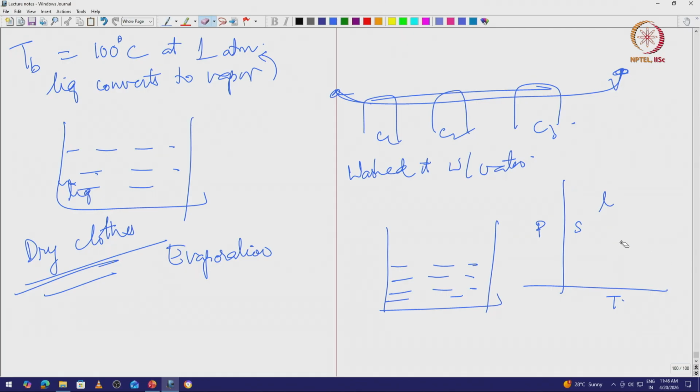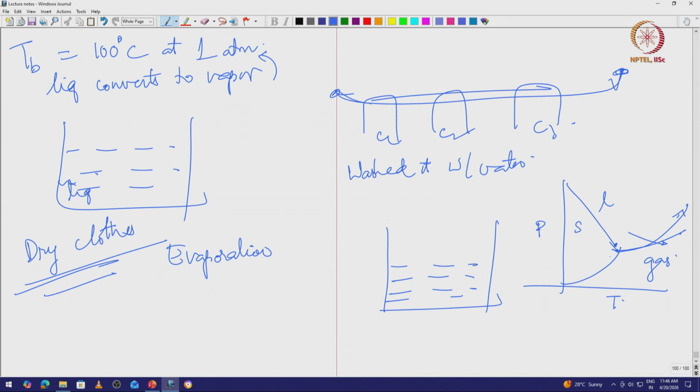Let me just draw it properly. So, this is solid, this is liquid, this and this, right. This is liquid, this is gas. Okay. So, I want to go from liquid to gas. This is the transformation I want to do.